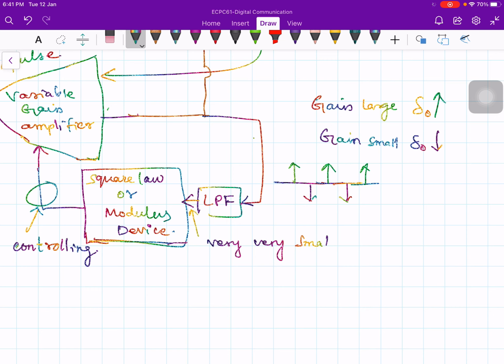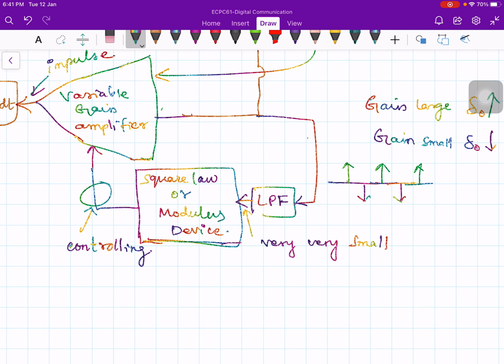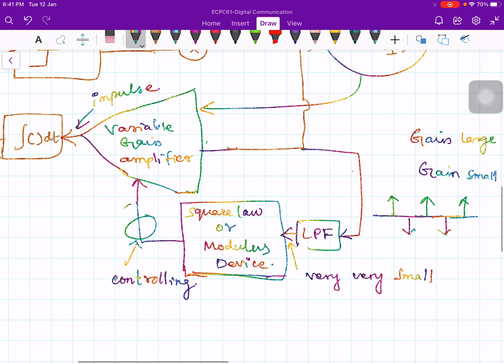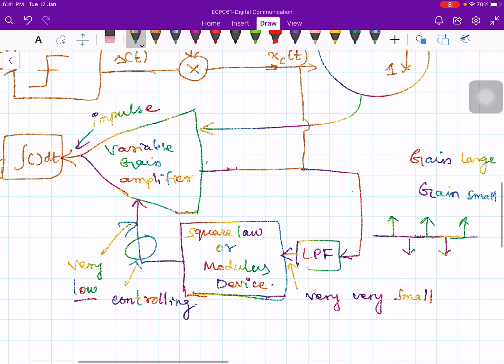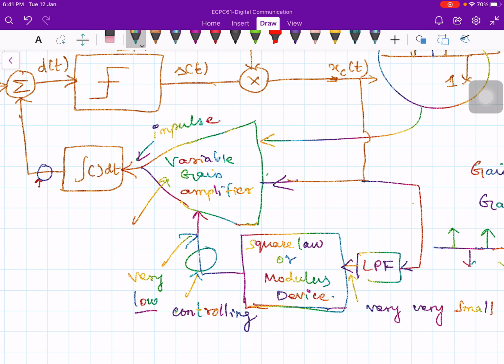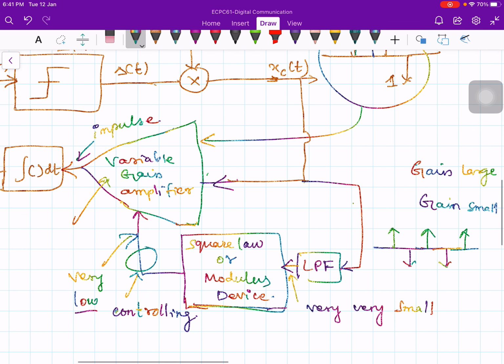Nearly low voltage is produced, and that low value will be squared here in the square law device; square and square root is taken here. Therefore, this point is also very low. If the controlling signal is very low, then the gain of the amplifier to the incoming pulse will be low. Therefore, the step size is decreased. Whenever you have this kind of impulse train, the low pass filter produces a very small value, close to 0 volt, and that voltage is squared in the square law device, and the output is given to the variable gain amplifier.